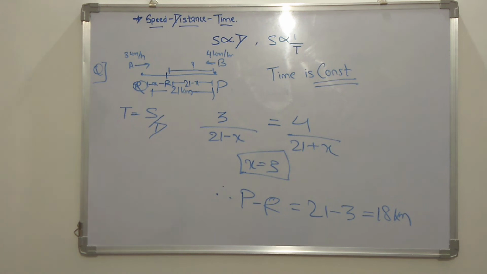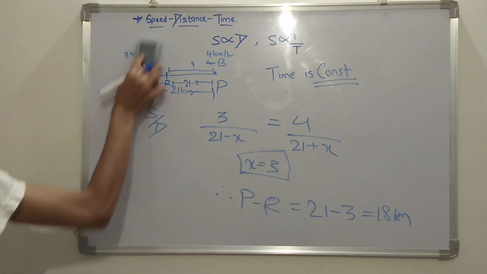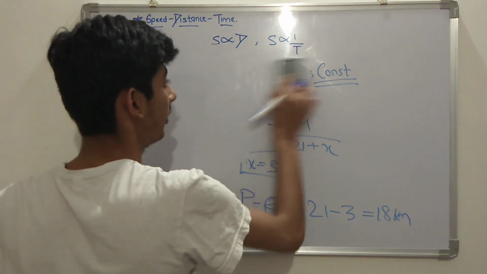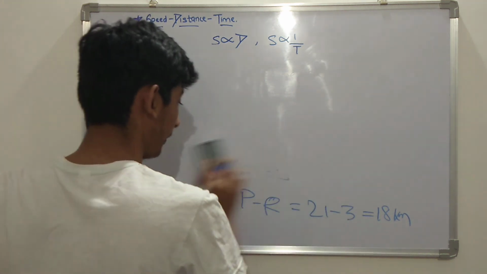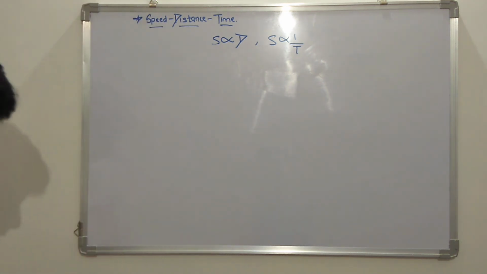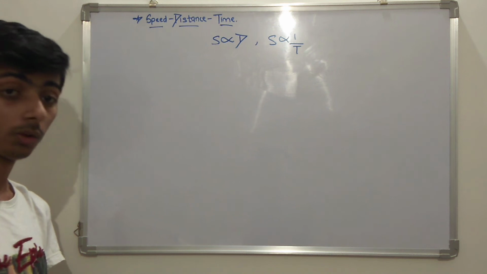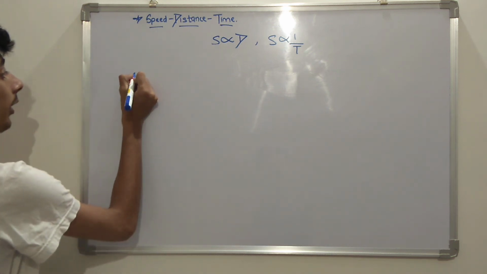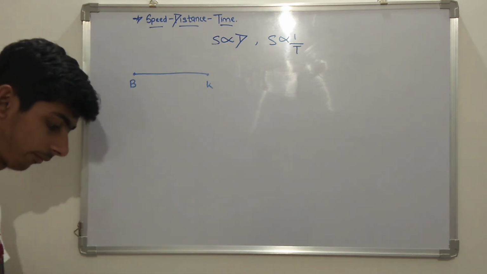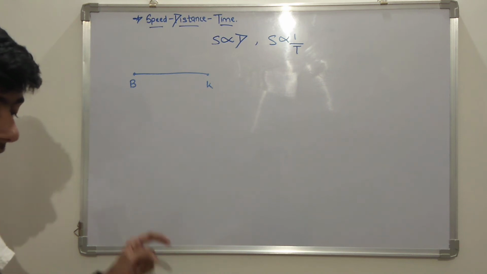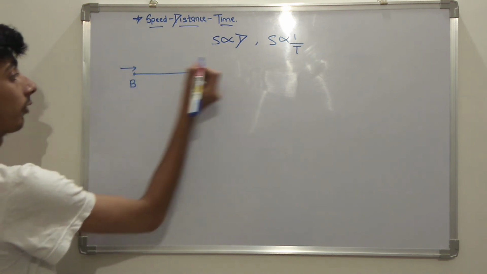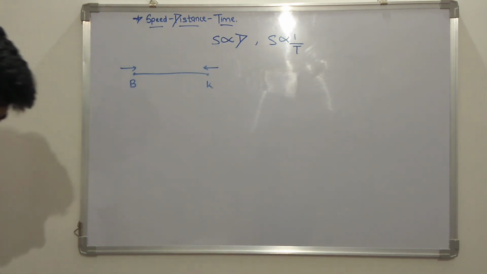This was the question. Now the final question, which has a new thing inside it. The new thing is, this is to be done with another formula. The question says that a man starts walking from B to K. A man is walking from point B. This is the point B, and walks till the point K. Another man walks from K to B at the same time. So there are two persons. First one is moving from here, another one is moving from here.